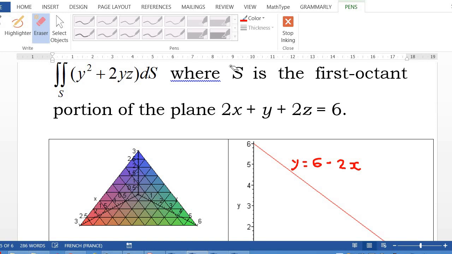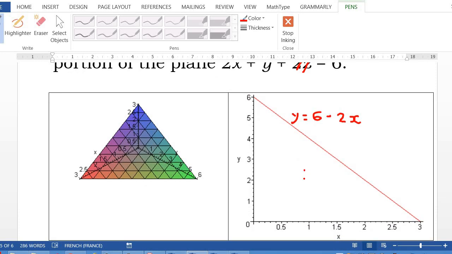To get the projection R, let z equal to 0. That's why y equal to 6 minus 2x. This is the region R here. So x goes from 0 to 3. When x is 0, y equals 6. When y is 0, x equals 3. Now 6 minus 2x equal to 0, so x equal to 3. So this is the region R.